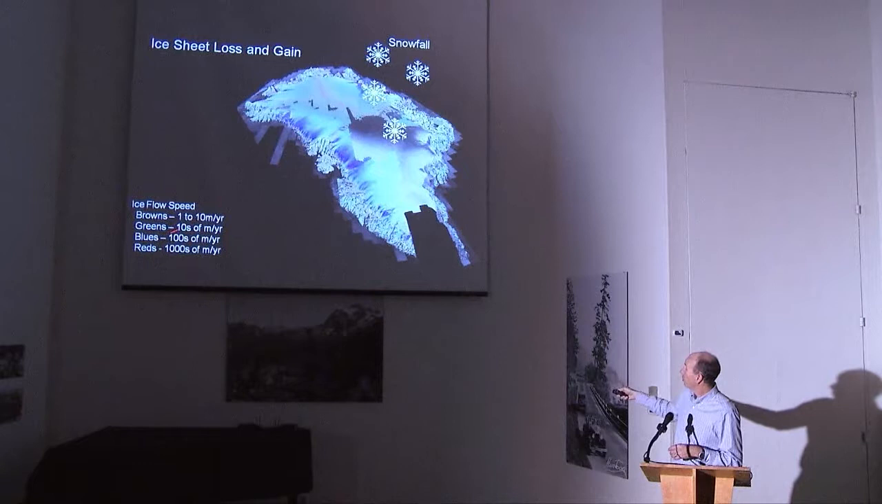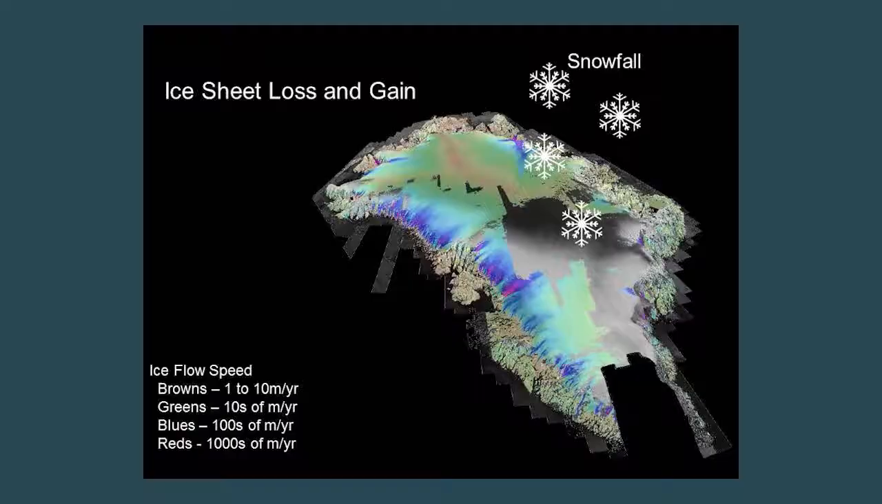Blues, sort of hundreds of meters a year, and then you get to these red, very fast-moving outlet glaciers that are squeezing out through narrow fjords like toothpaste out of a tube at very high rates of speed. The way the color saturates here, we're basically covering things that are flowing a kilometer a year or half a mile a year to things that are actually flowing 15 or almost 18 kilometers a year in one of the examples I'll show you. So it's very, very fast ice.